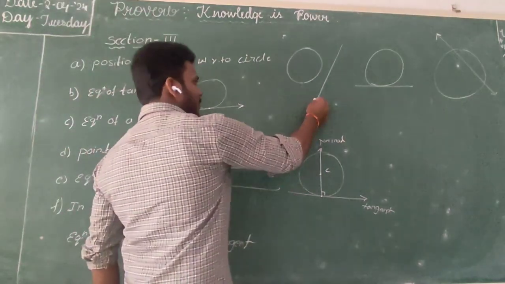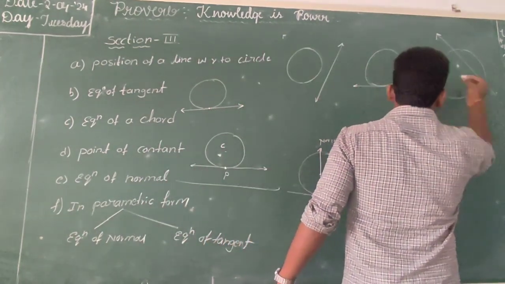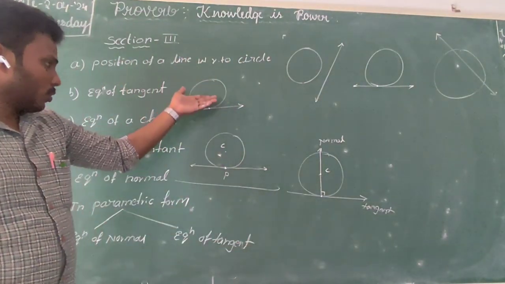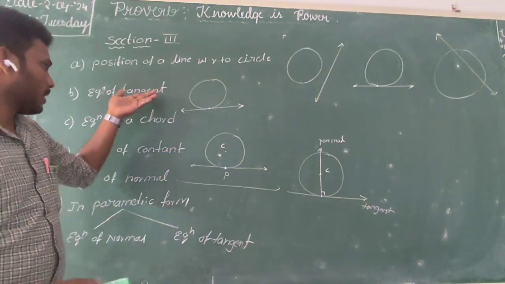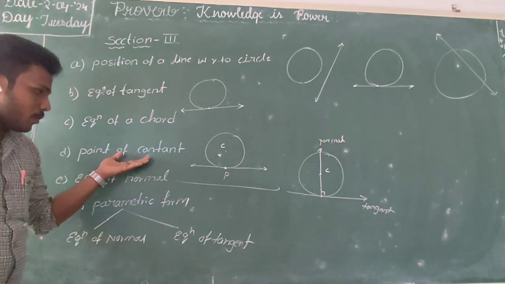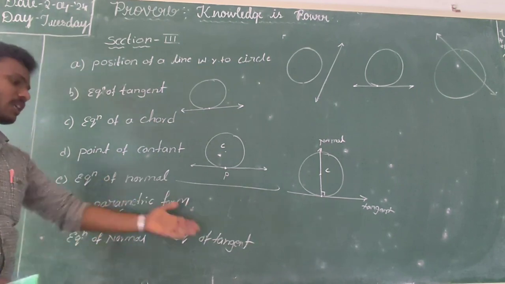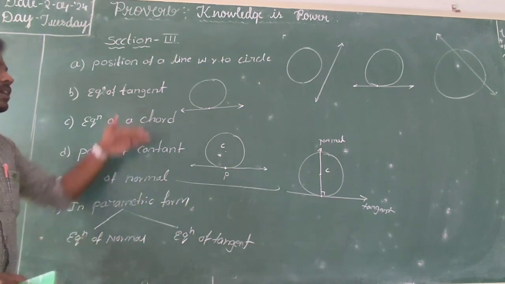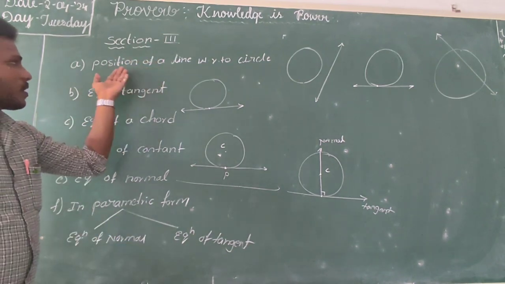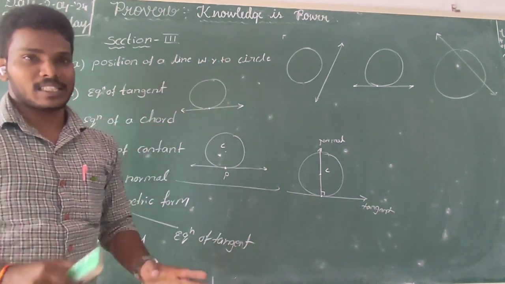You can take any line equation with a circle. Definitely, out of these three things, one thing will be possible. So according to those conditions, we are going to find all these things: how to find the equation of tangent, the equation of chord of the circle, the point of contact, the equation of normal, and in parametric form also, the equation of normal and equation of tangents. So how do we find these equations by using the position of the line with respect to the circle condition? Have you seen?